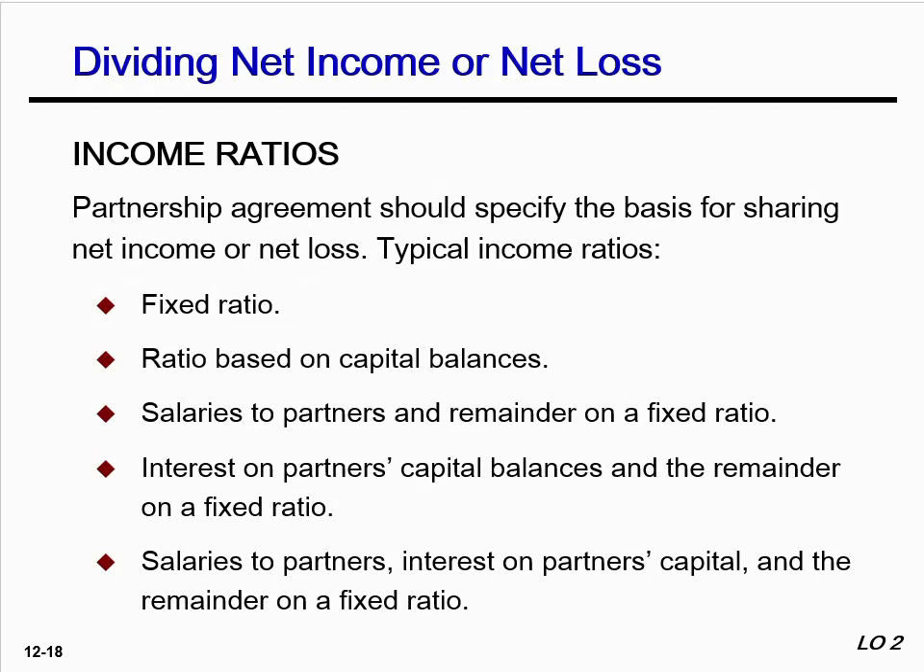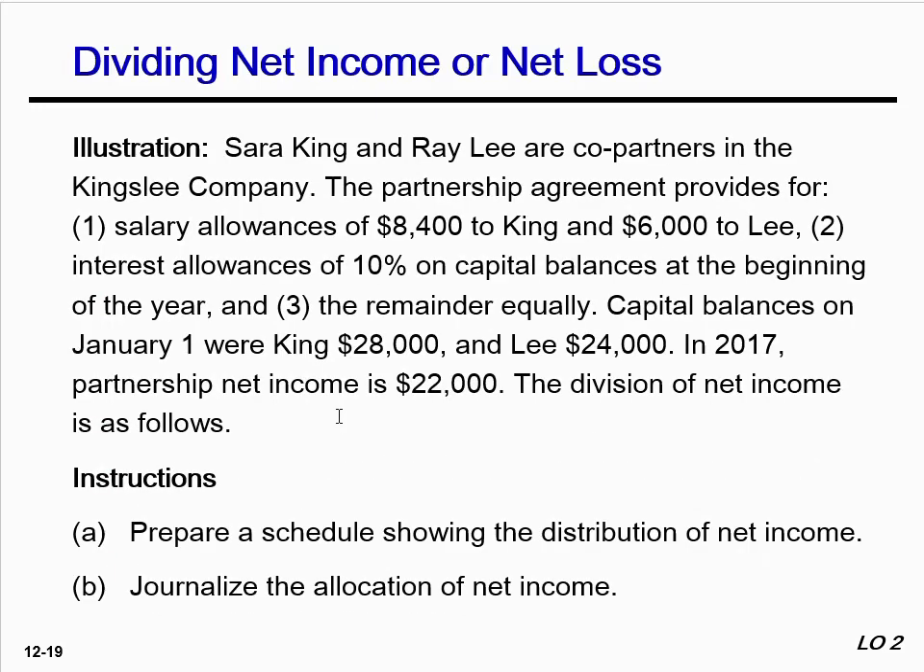And the last one is maybe there are salaries to be paid to the partners, maybe there is interest on their capital balances to be paid to the partners, and then the remaining money will be distributed according to the ratios which they have. Any of these possibilities could be there. So whatever is the condition, handle it accordingly. So let's start with one example.